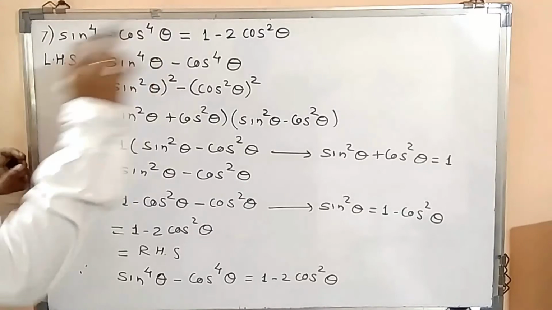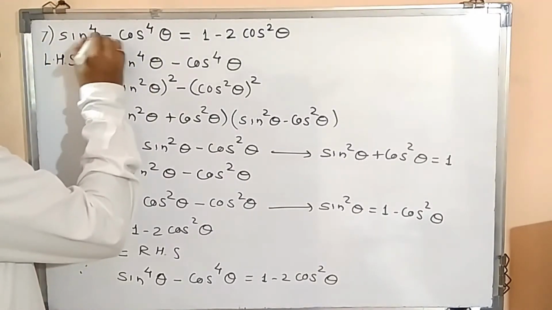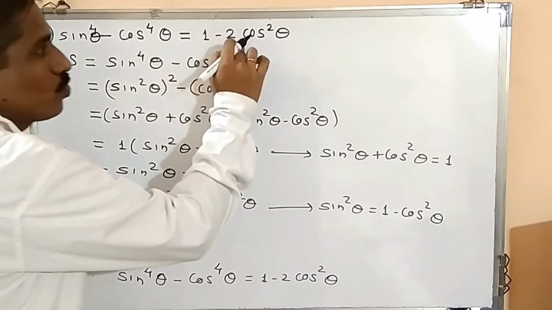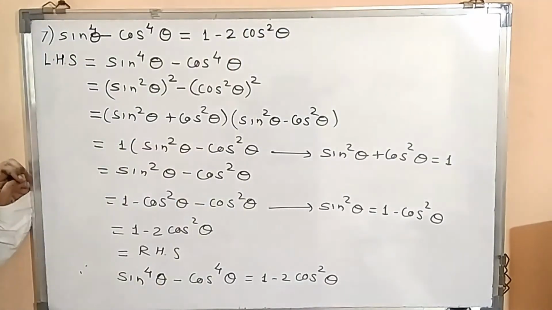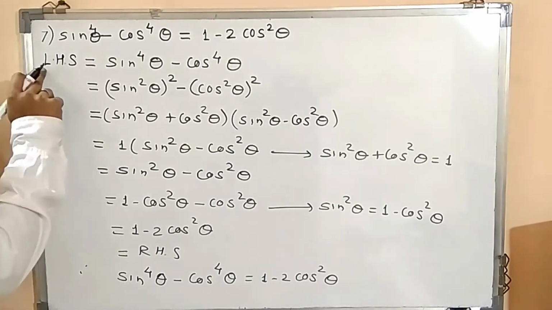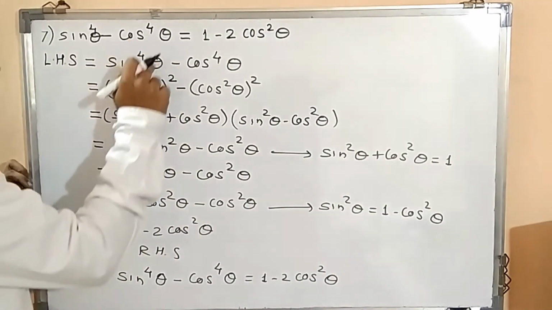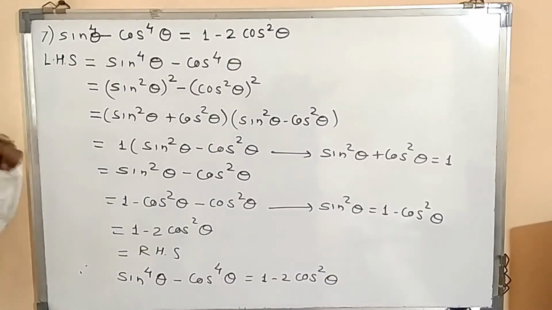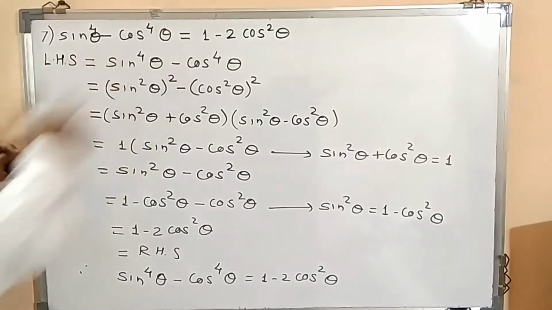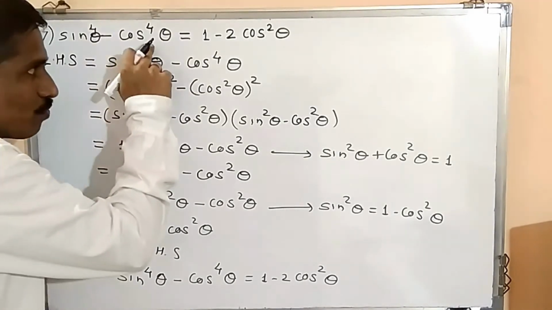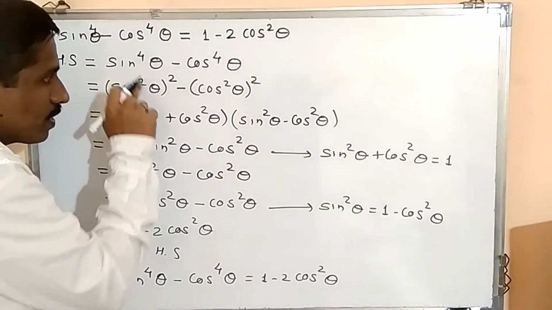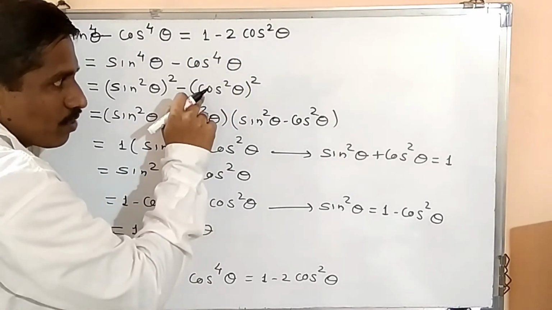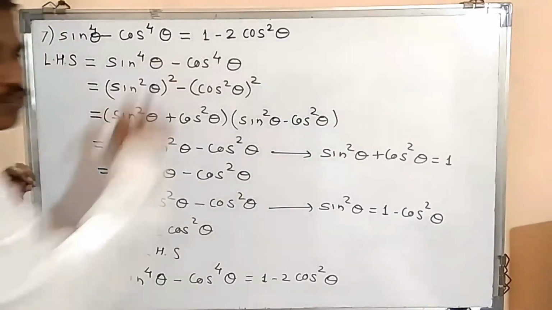Sub question number 7, we have to prove sin raised to 4 theta minus cos raised to 4 theta is equal to 1 minus 2 cos square theta. Here, I will start with LHS. What is left hand side? Sin raised to 4 theta minus cos raised to 4 theta. Raised to 4 theta, I will write square of square. So sin raised to 4 theta, I will write it as sin square theta the whole square, minus this cos raised to 4 theta, I will write cos square theta the whole square.